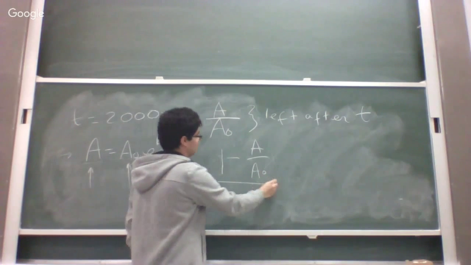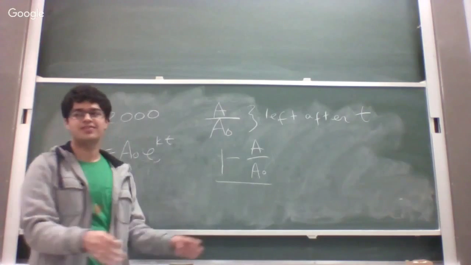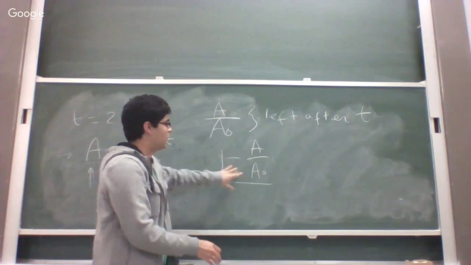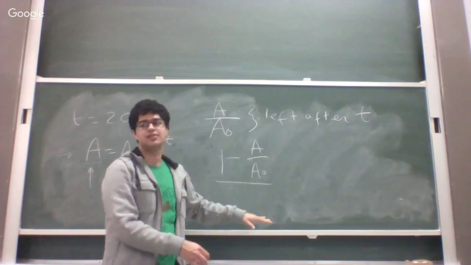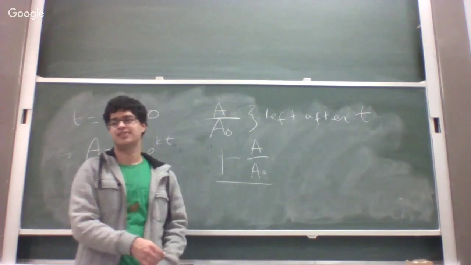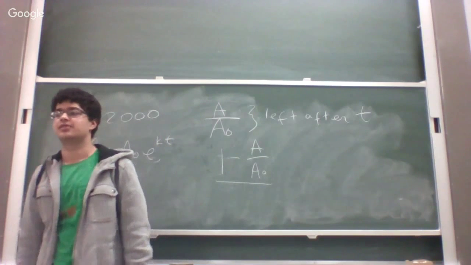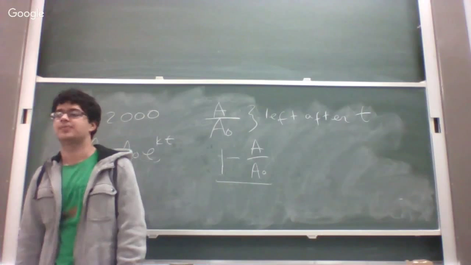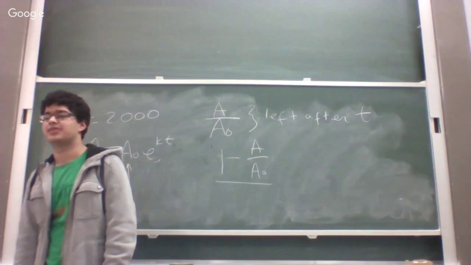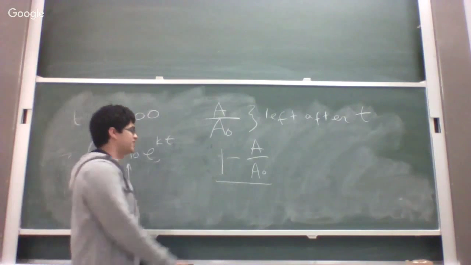Because you can simplify it to get there, but essentially it's the total, 1, minus the amount which is left, that gives you how much is gone. So the 1 is the A0 over A0. That makes sense. Would you guys rather think of it that way?